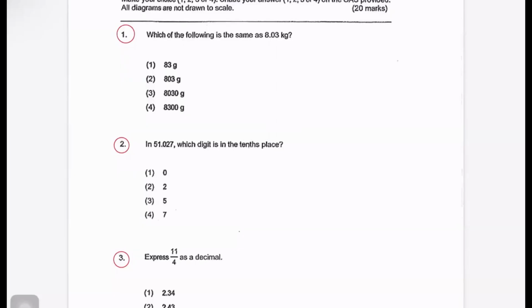Okay, let me turn up the volume. Okay, where's the volume? Oh, right here. Okay.